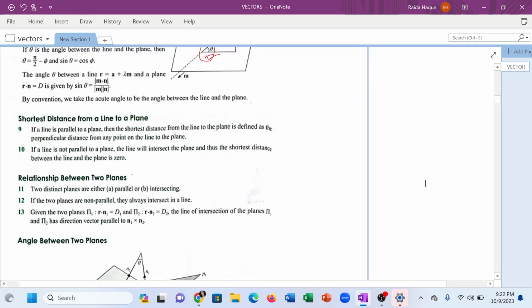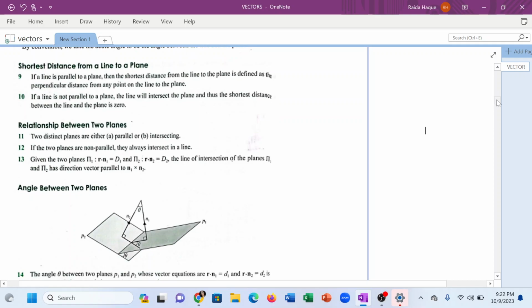Okay. So relationship between two planes. It is quite similar to the relationship between two lines. We know lines can either be parallel or intersecting. Similarly, two planes can be parallel or intersecting. If the two planes are non-parallel, they always intersect in a line. So we know that when two lines intersect, they intersect at a point. When two planes intersect, they intersect at a line.